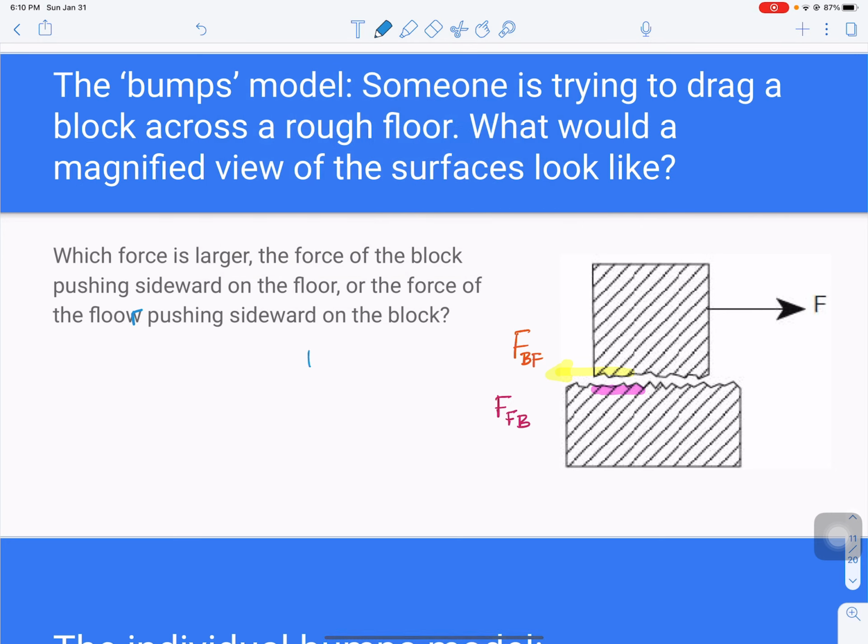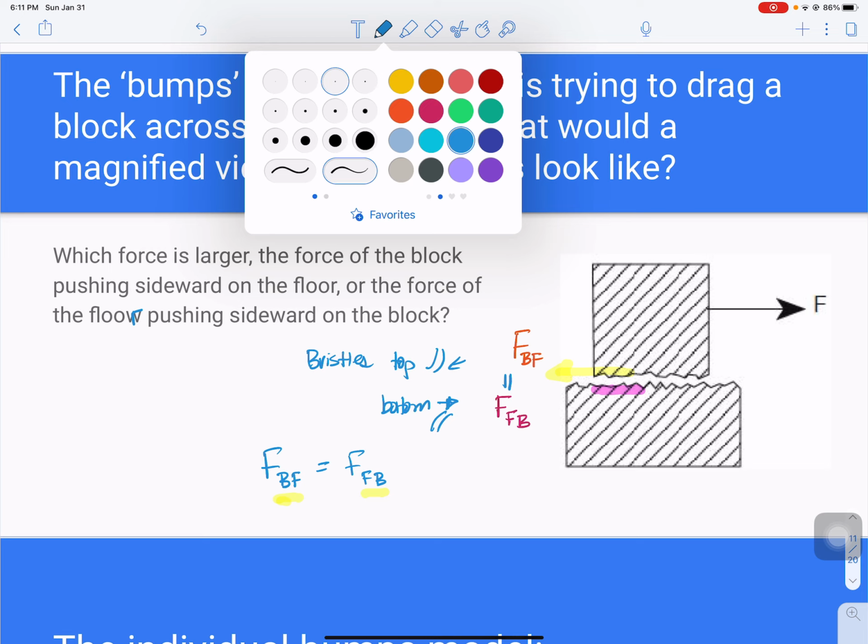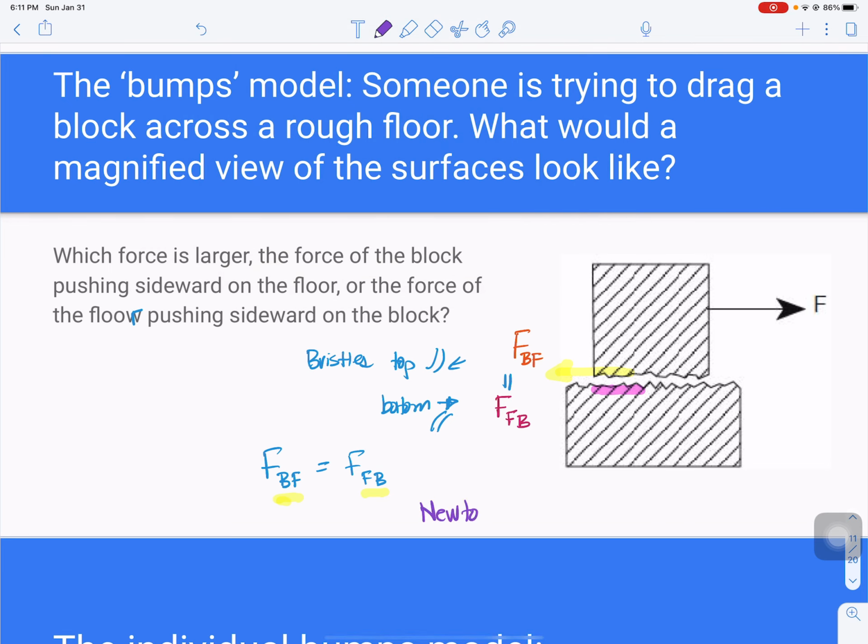So when we were looking at the bristles, we decided that the top bristles would bend this way, indicating force this way, and the bottom bristles would bend this way, indicating force this way. And the forces have to be equal. The force on the block by the floor is going to be equal to the force on the floor by the block. All we need to do is look at the letters, and we see that they have reversed. When we reverse the letters, hopefully you remember, that means it is a Newton's third law pair, which means they have to be equal to each other.